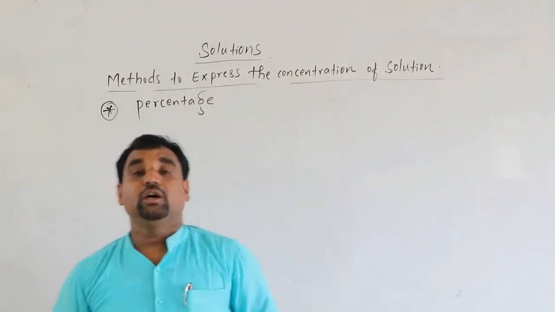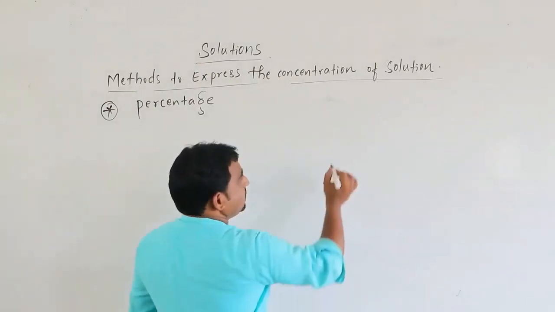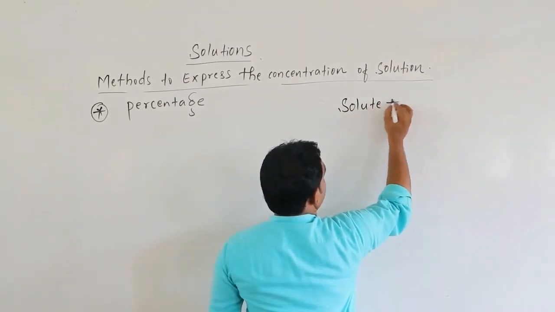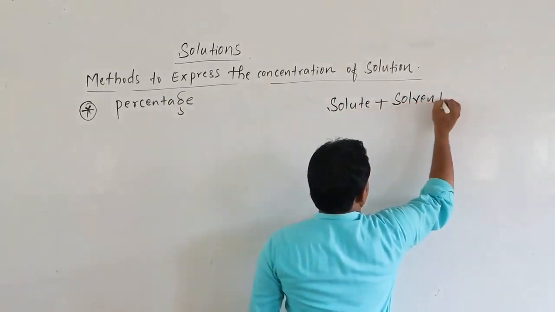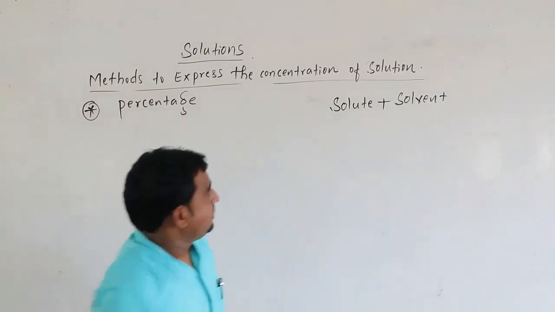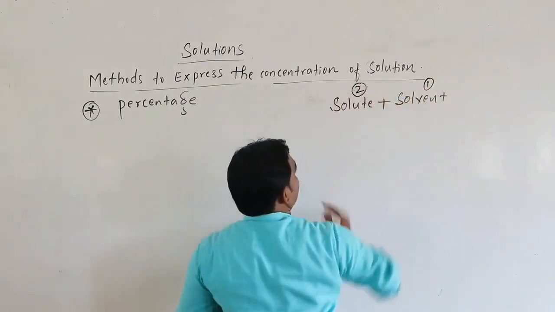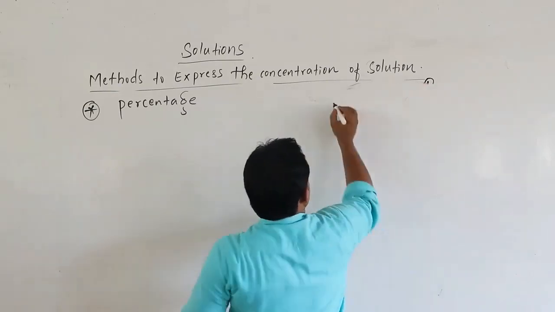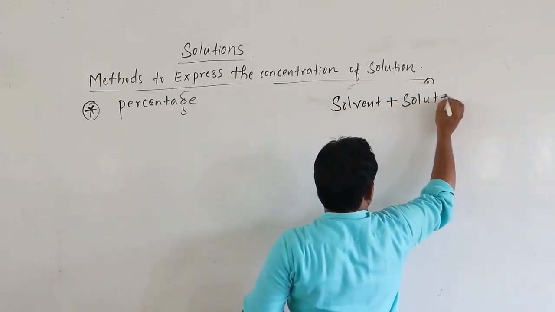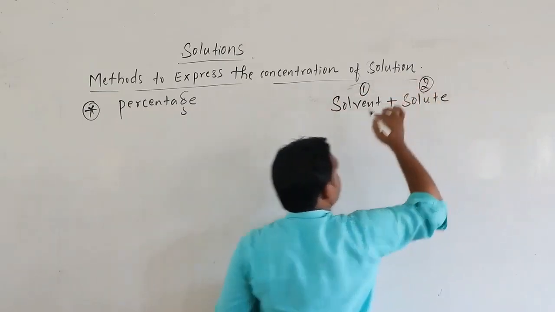Before going to that, we need to give some notations to the solvent and solute to avoid confusion. Solution means, as we already know, a mixture of solute and solvent. This solvent is taken as the first component, and the solute is taken as the second component.